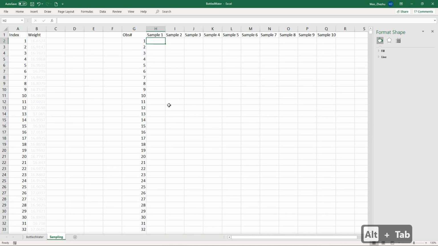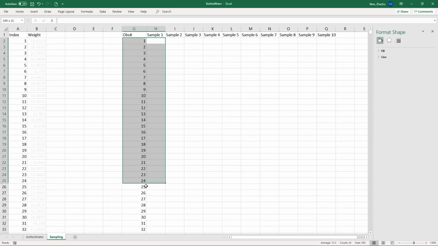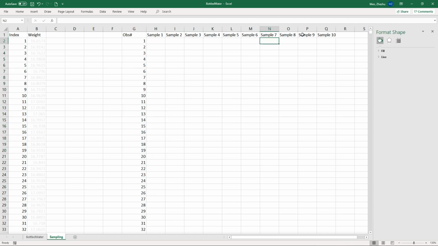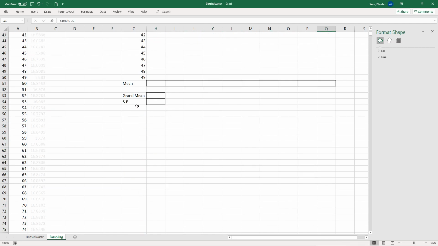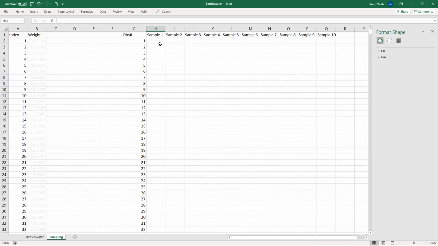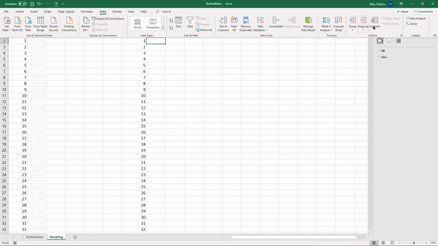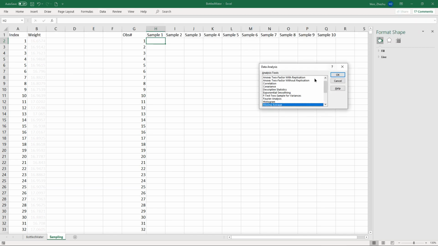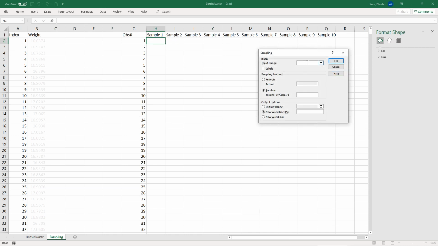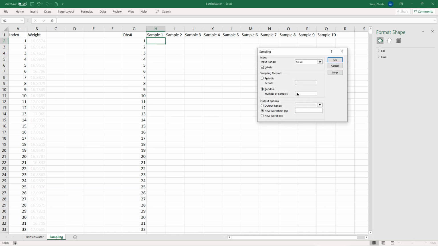Here the idea is you are drawing 10 groups of random samples, each of size 49, and then we can measure the average of all 49 observations from each sample. It's simple. You go to Data, then Data Analysis, and then Sampling. You click OK, and the input range is B. Indicate that there is a label in the first row, and you do random sampling of 49.